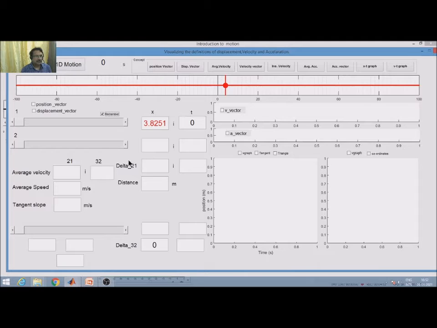Let us observe the motion first. So this is putting up the position of the object at equal intervals of time. As we can see, in the first interval of time the displacement was small, and as time increases the displacement is increasing for the same interval of time. That would mean the speed or velocity is increasing.